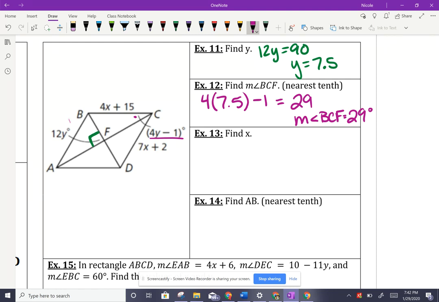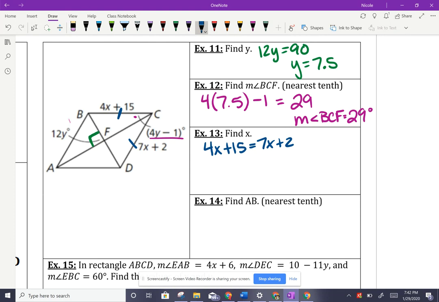All right, we are going to move on to finding x. X is with a side length. I have 4x plus 15 and 7x plus 2. Our properties of rhombuses or rhombi tell us that all four sides are congruent, just like a square. So I have congruency here. So in order to find x, I can just set these equal to each other. 4x plus 15 equals 7x plus 2.